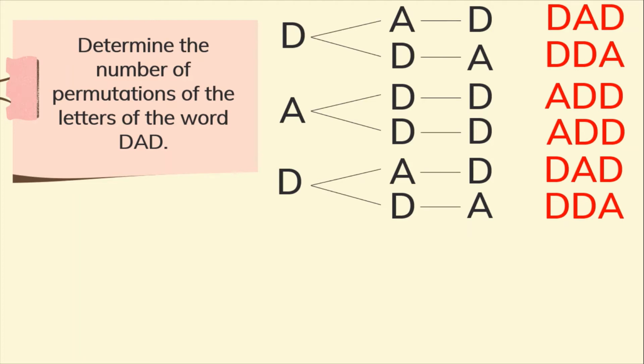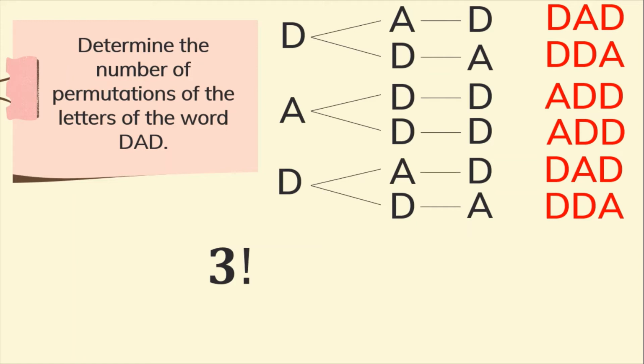Itong 6 outcomes na to ay mula sa arrangement of the 3 letters of the word, and that is 3 factorial. Pero kung mapapansin nyo dun sa 6 outcomes natin, merong pare-pareho or duplication of the results. So meron tayong dalawang DADs, dalawang DDAs, and dalawang ADDs. Nagkaroon tayo ng duplication of results dahil merong identical or duplicate letters doon sa ating word, and that is letter D. So, dalawang letter D natin.